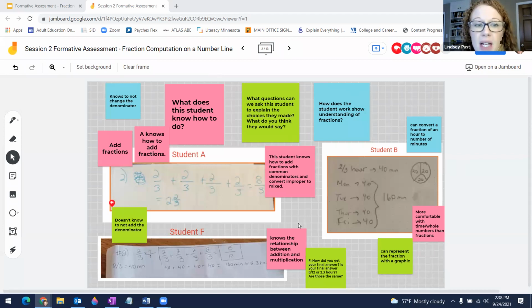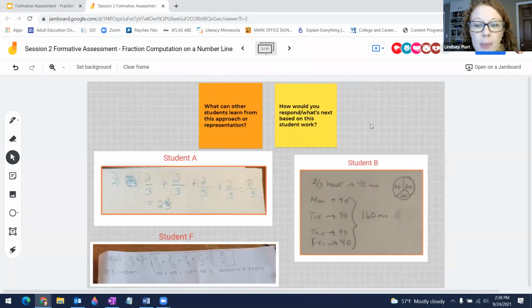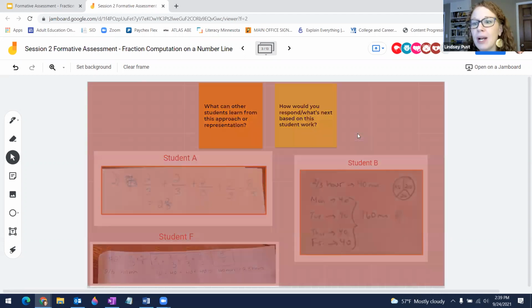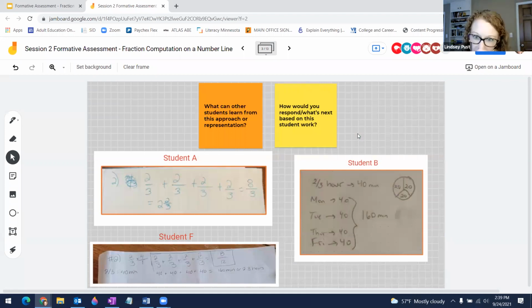I think too, to keep the conversation going, I want to add in on page 3 a couple more questions. About like, well, what would we do next? And the idea of like, well, what can other students learn from this approach of representation? Talking about how there's different ways of thinking about it, that Joan brought up, and then thinking, okay, well, what does student F understand? There's multiple ways of solving the problem represented in student F's work. So what can we learn from this? What can other students learn from this? And then also, what would I do next, based on the work that I see?